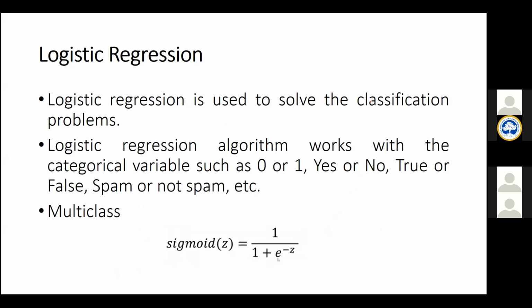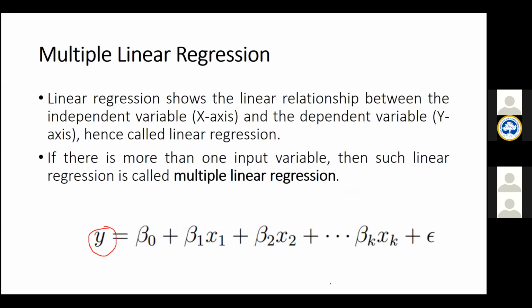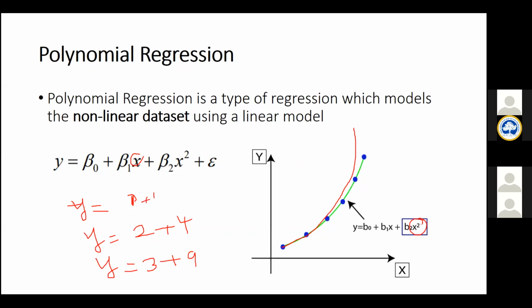Then another regression model is called the logistic regression model. Logistic regression is used to solve the classification problem. So linear regression, multiple linear regression, and polynomial regression are all about how the data goes, and they talk more about prediction, how it will look.